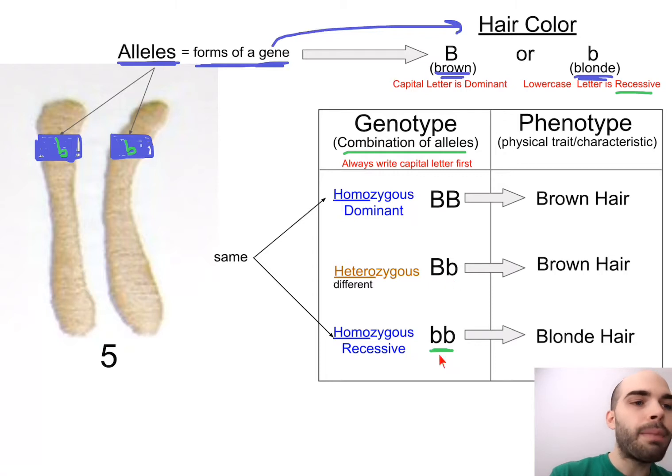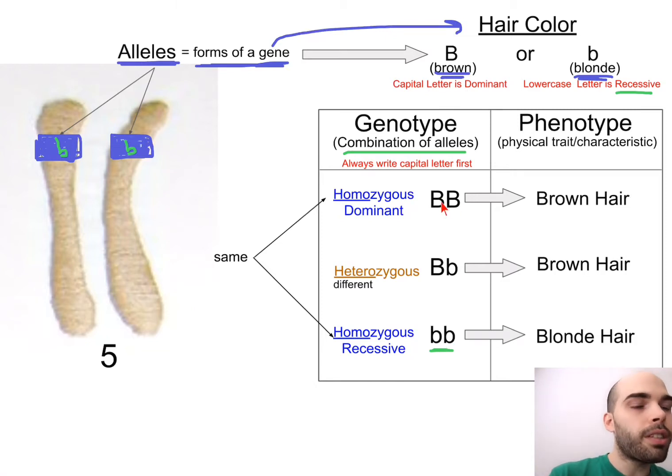Okay? You may be thinking, well, what about little b, big B? But there's a rule to remember, and that is you always write the capital letter first. So you always write that capital letter first, so we can't write little b, big B. That's not one of the options. So we only got 3 possibilities for the genotype: big B, big B, big B, little b, or little b, little b.